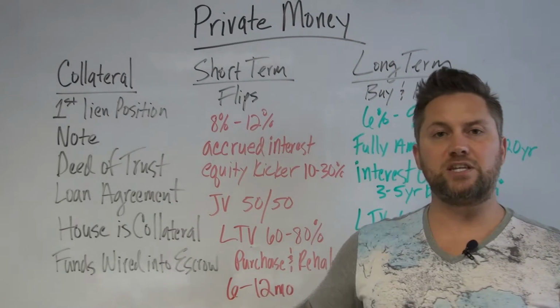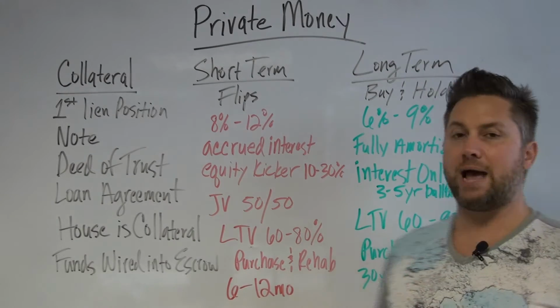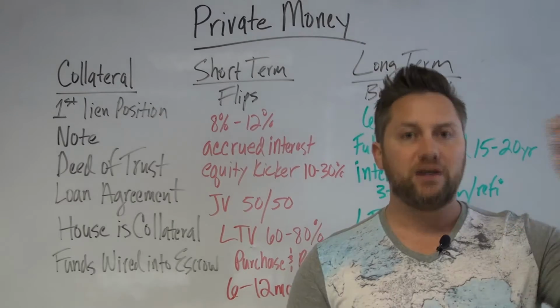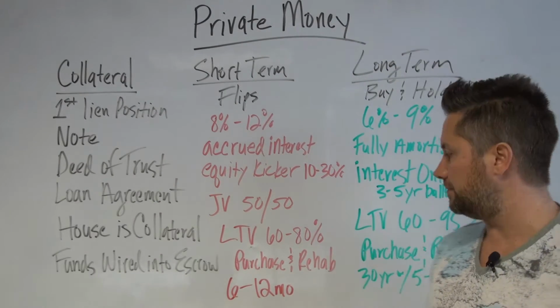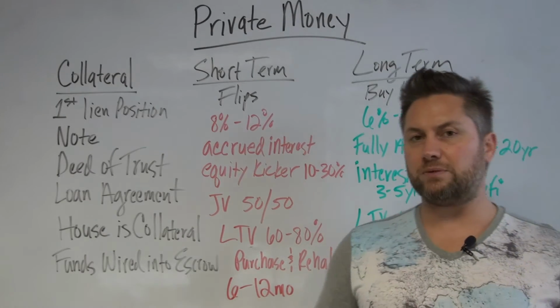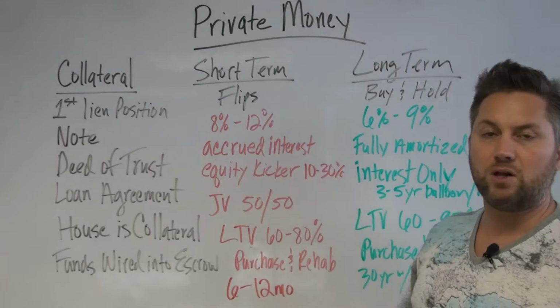So when they wire those funds into escrow, you get the property paid for, and then you get your rehab expense right there. So you take that check, then you put that in your business account, and then pay for all the expenses that you need to get the deal done. And these loans can be anywhere from 6 to 12 months. They can be 24 months. But like I said, this is all a negotiation.